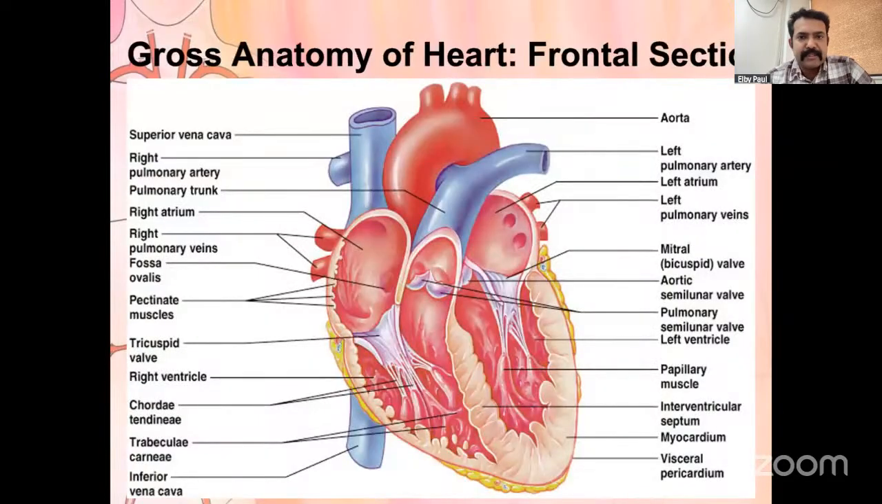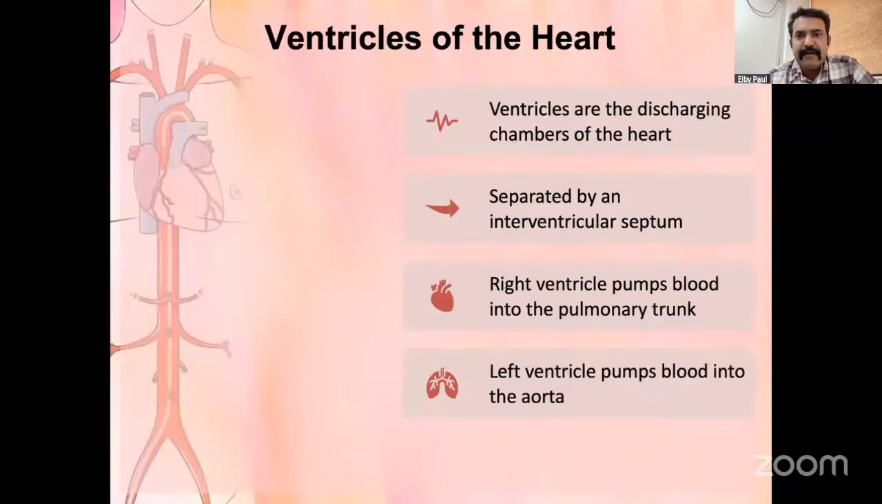This is the structure of the heart from the inner side. We can see the two atria, one on the right side and one on the left, and below them the two ventricles, right and left, separated by the septum. The ventricles are the discharging chambers of the heart. We can say it's the powerhouse of the heart, separated by the interventricular septum. The right ventricle pumps blood into the pulmonary trunk, which goes to the lungs for oxygenation, and the left ventricle pumps blood into the aorta for circulation to the entire body.